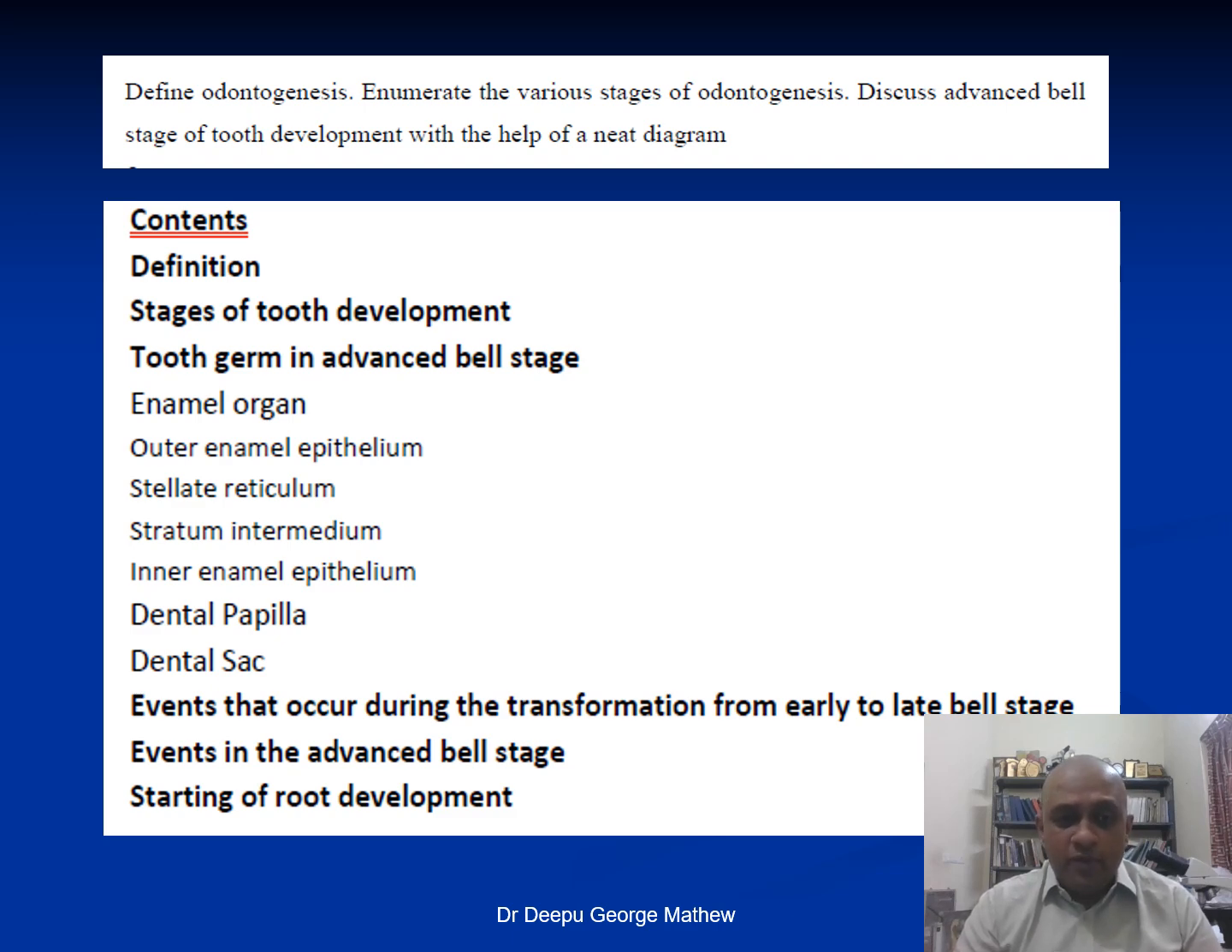Then you also have to talk about the dental papilla and dental sac, and what the various events are that happen during the transformation from the early to the advanced bell stage, the events that occur during the advanced bell stage, and the starting of root development. If you are able to explain up to here, I think you'll be able to score pretty good marks in your essay.